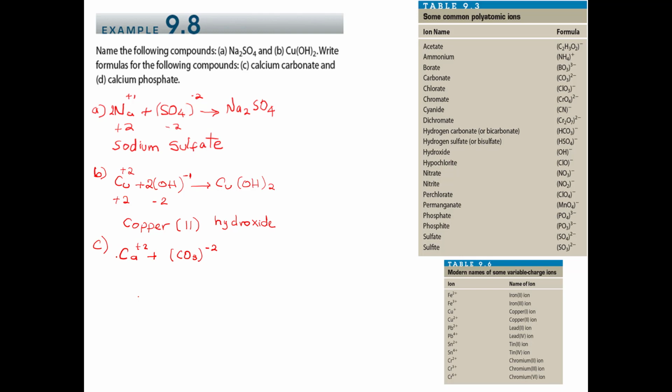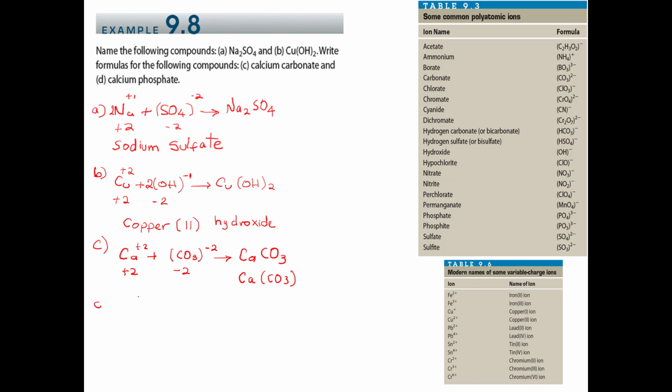Now we need to check if we have a neutral compound. We had +2, we had -2, then it's neutral. To write the formula, we just write first the metal and then the polyatomic ion. It can be like that, or you can also use parentheses. You can write like that. Both are correct.